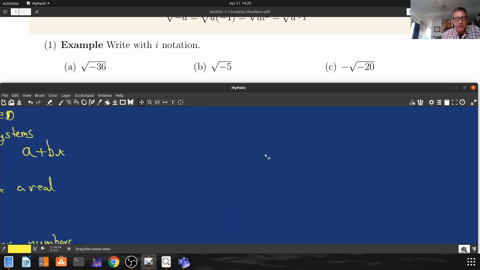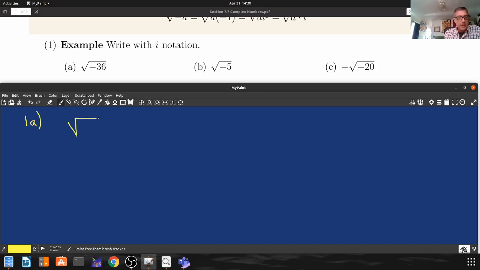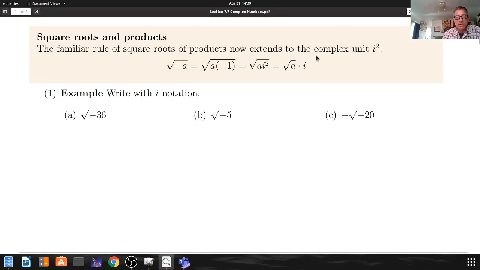First thing I want to remind you is that nothing has really changed in our universe. All we've done is add some ingredients. The same things we said before are still true. Minus 36 is still not a real number. This is a purely imaginary number. And here's how we're going to convert.